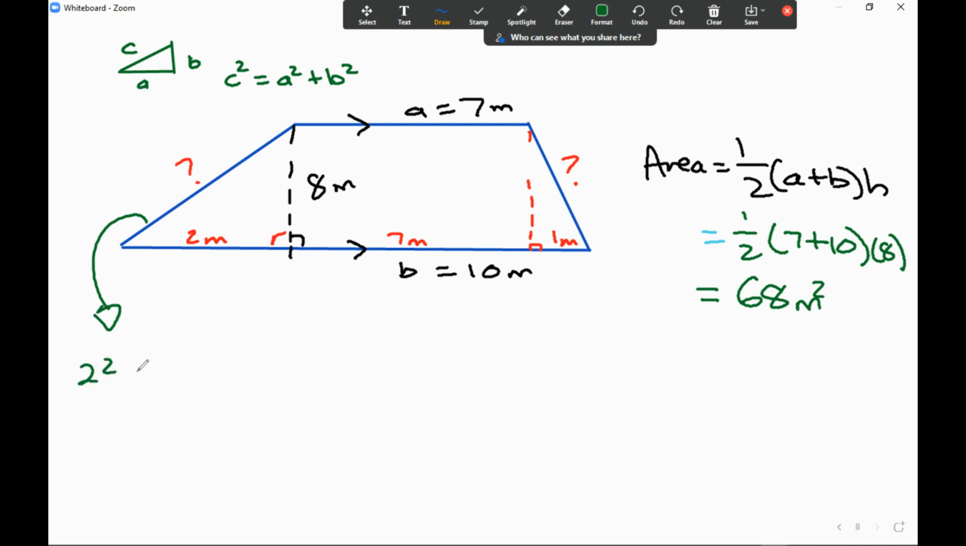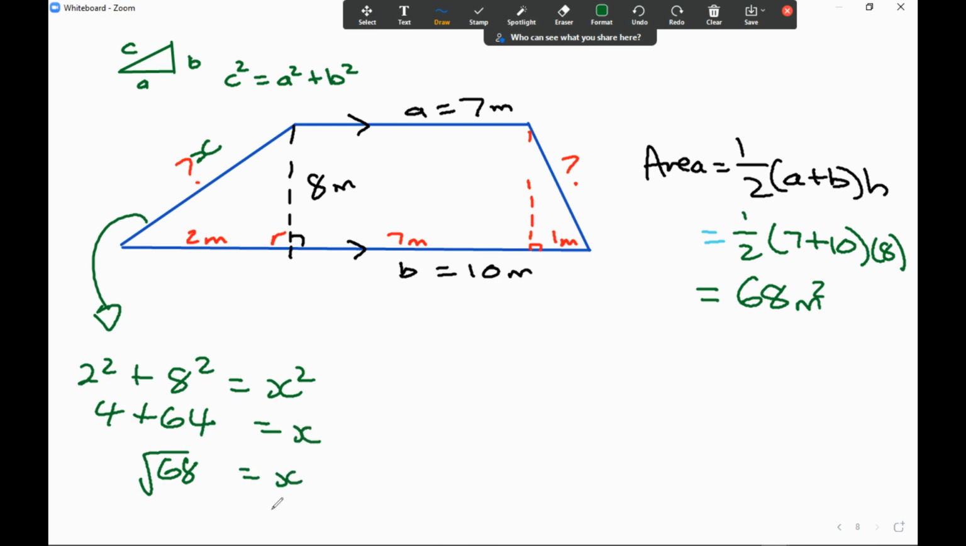You would say 2 squared plus 8 squared, and that'll equal our question mark here, which let's call x squared. That'll be 4 plus 64, which is 68. Then we square root it, and that'll give me my value of x. And then rounding to 3 significant figures will be 8.25.